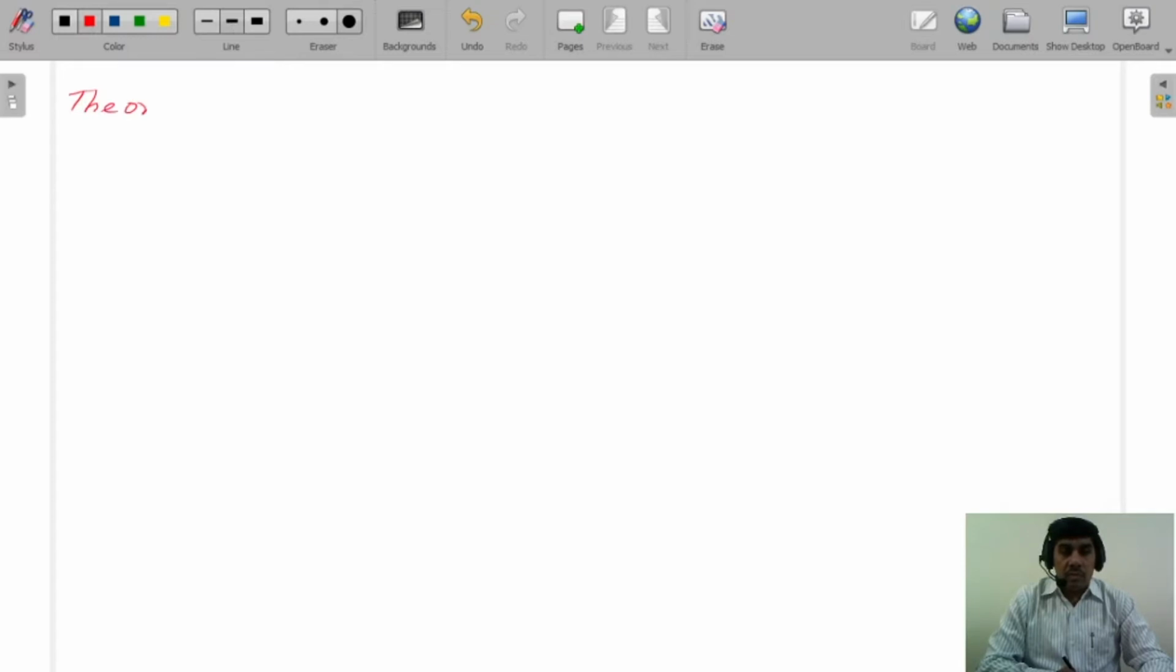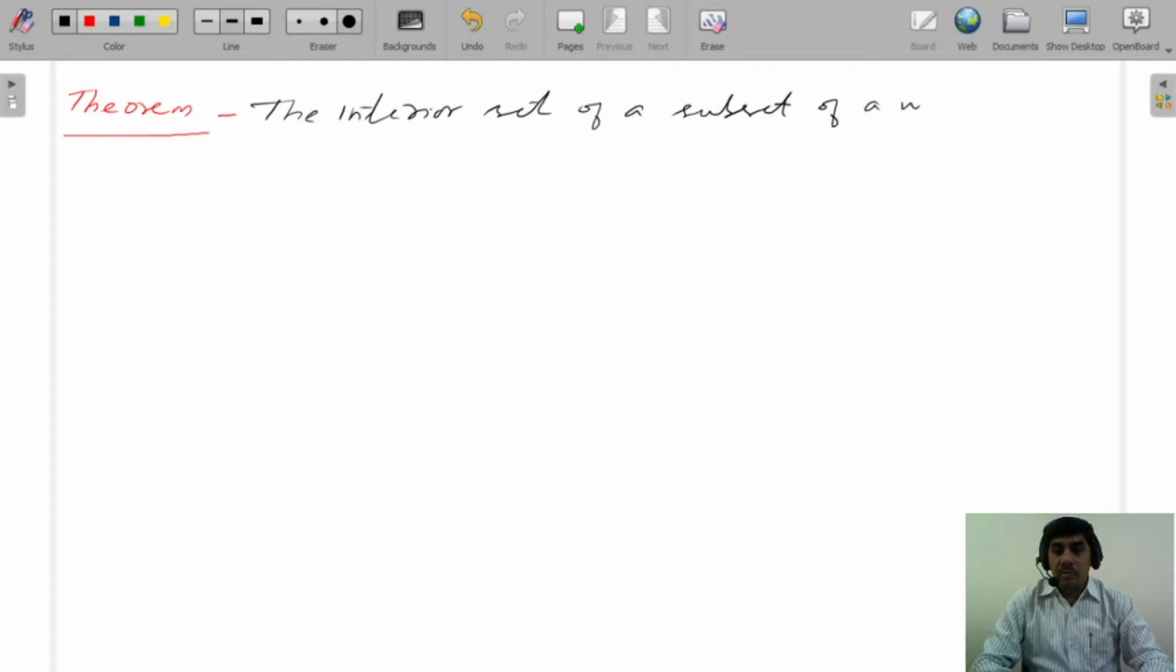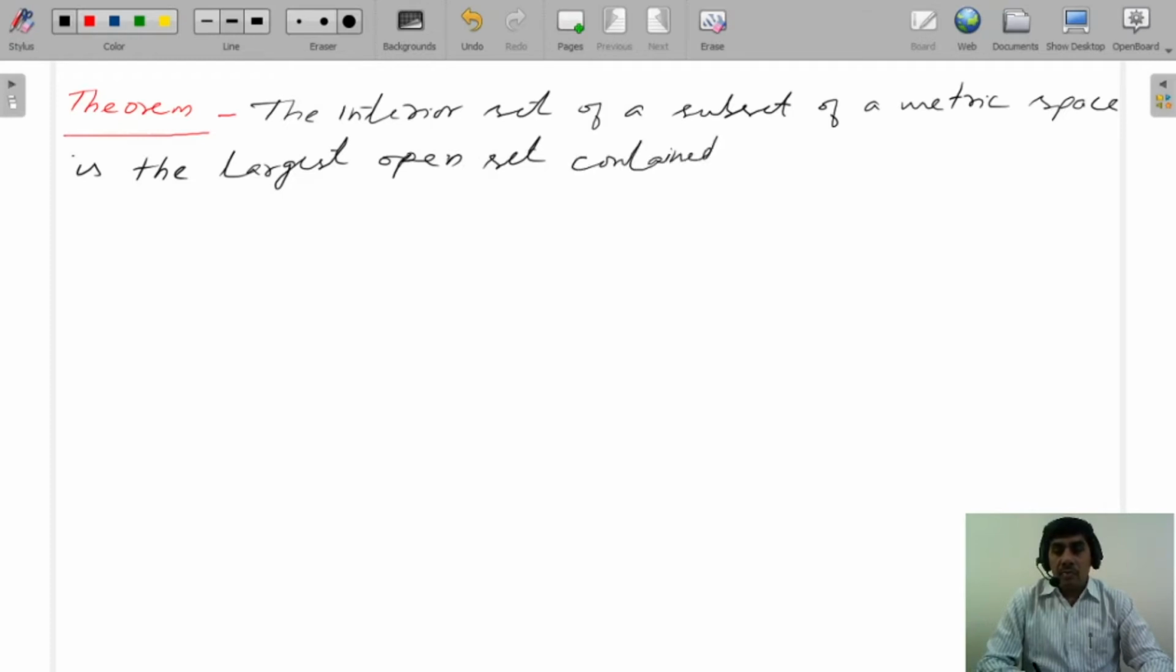Theorem: the interior of a subset A of a metric space is the largest open set contained in the set A.